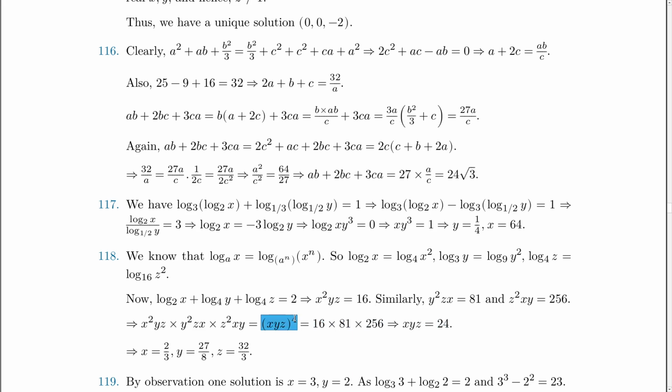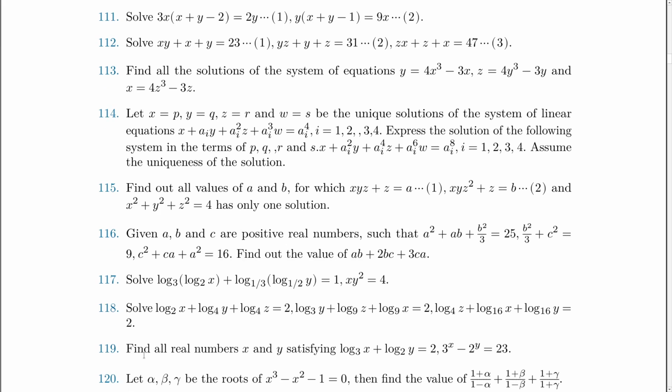And power is 4. So 2 to the power 4 is 16, 3 to the power 4 is 81, and 4 to the power 4 is 256. So 4 times 3 is 12, we have 24. 24 x y z, and then we divide and we obtain x is equal to 2 by 3, y is equal to 27 by 8, and z is equal to 32 by 3.